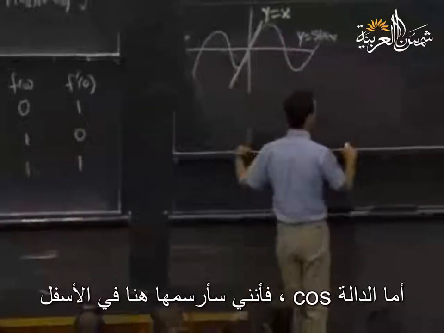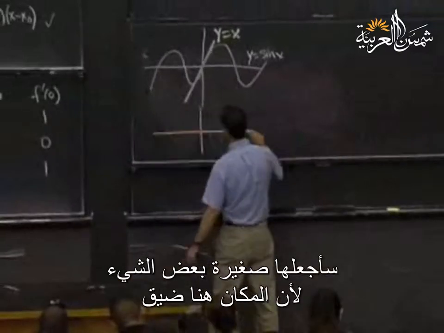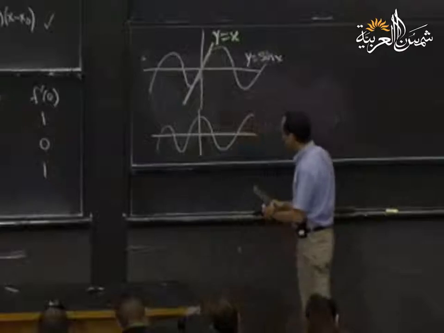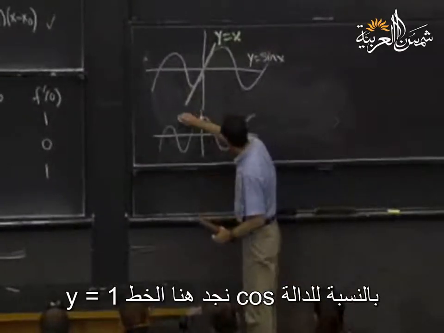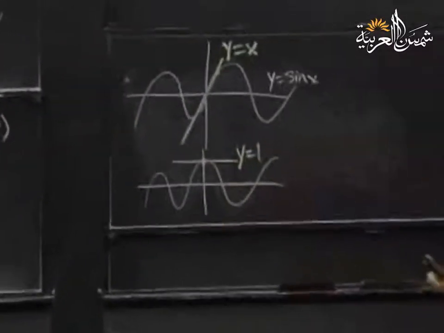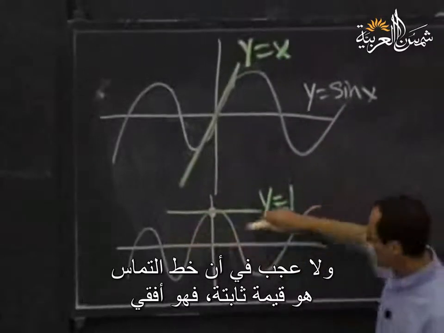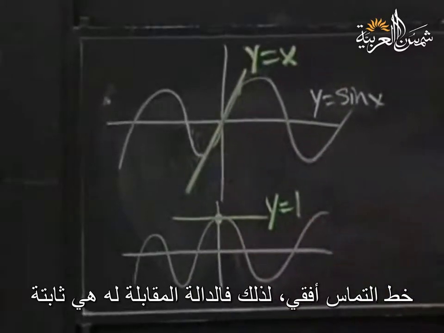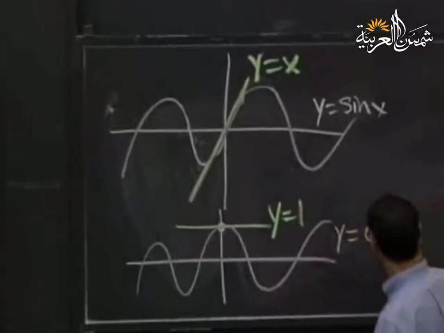The cosine function, I'll put that underneath, I guess. I think I can fit it. Make it a little smaller here. All right? So for the cosine function, we're up here. It's y equals 1. Well, no wonder the tangent line is constant. It's horizontal. The tangent line is horizontal, so the function corresponding is constant. So this is y equals cosine x.